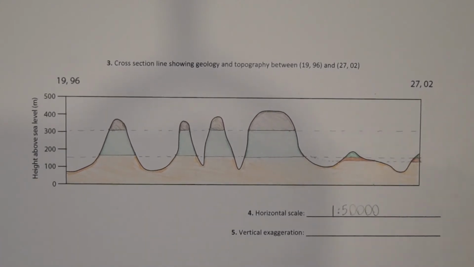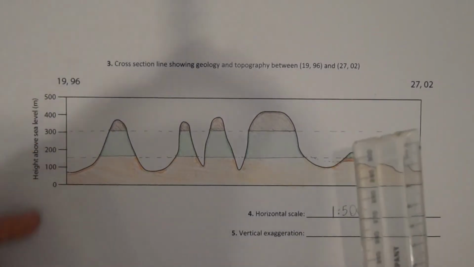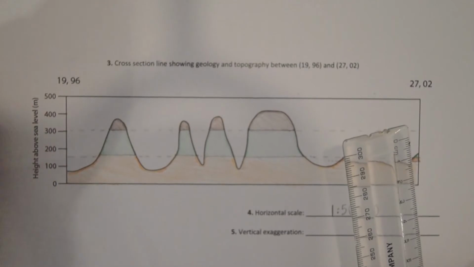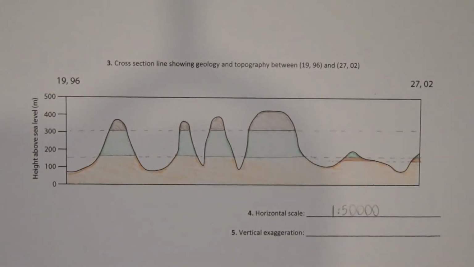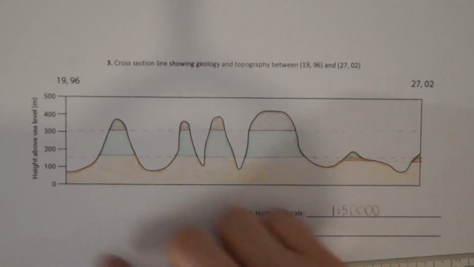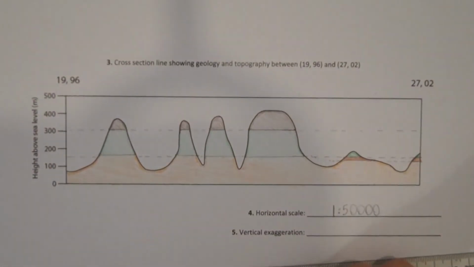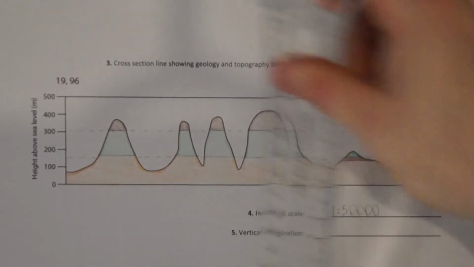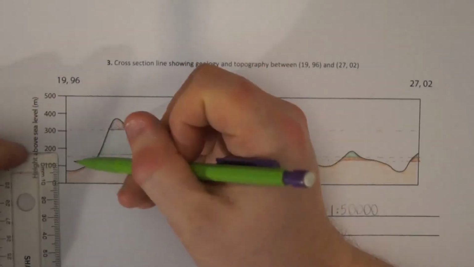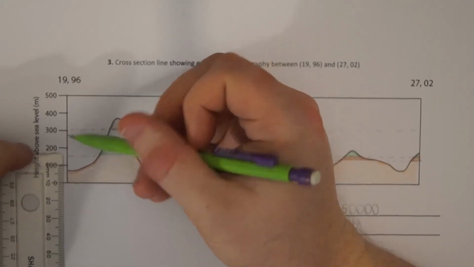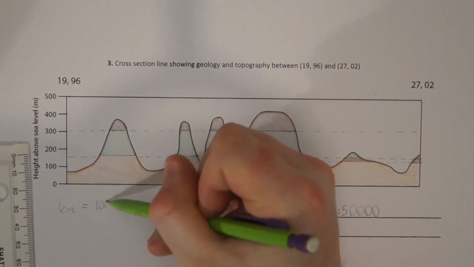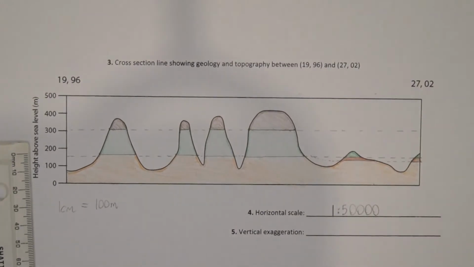Well, on the left hand side of the cross section you can see that we've been given a scale. We've been given this 0, 100, 200, 300, 400, 500 meters scale. So what we can do is use a ruler to work out what the scale factor of this vertical axis is. So using our ruler, if we put it against that scale, I can see that this scale says that 1 centimetre equals 100 meters.